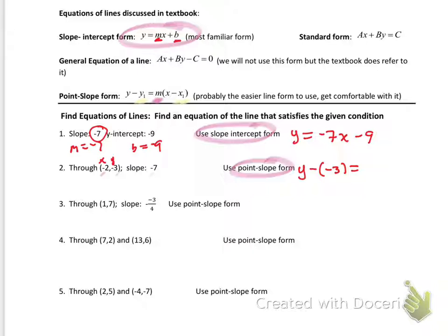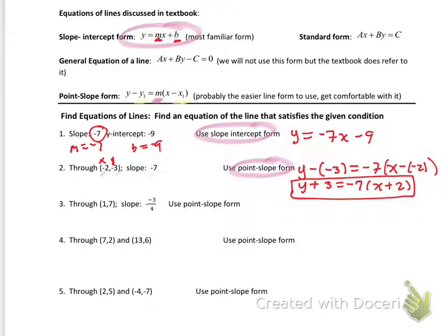And then equals m, which is -7, times x minus x1. So then I can simplify this a little bit further, and that's why I have y + 3 = -7, and then in parentheses, x + 2. In the next one, I ask you to use point-slope form again because you're given the slope and the point. So do that one and check your answer.